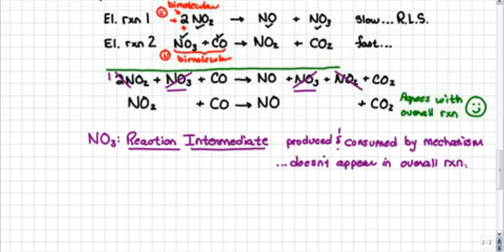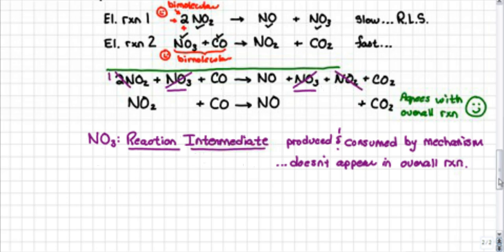If you make a proposal for the reaction mechanism that involves the production and the consumption of NO3, and you can't detect it experimentally with the right equipment, you may very well be on the wrong track, and your mechanism may be incorrect. Reaction intermediates are produced and consumed by a mechanism but do not appear in the overall reaction. All right. Well, so far our reaction mechanism has been doing just fine.